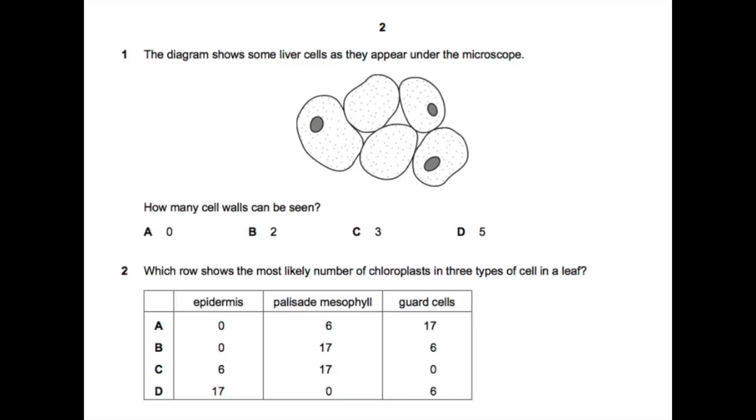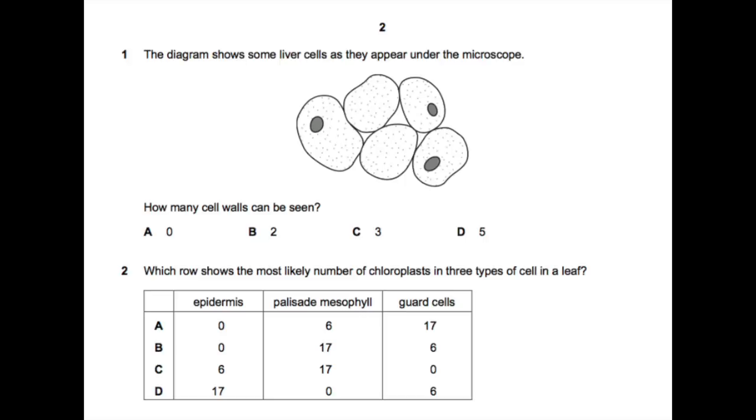And that is why you can see the cells are irregular in shape. If they are plant cells, for example palisade cells, then you can notice that they have a regular shape, it's not irregular, and then the answer would be D. But for now, the answer is A because these are animal cells and they have 0 cell walls.